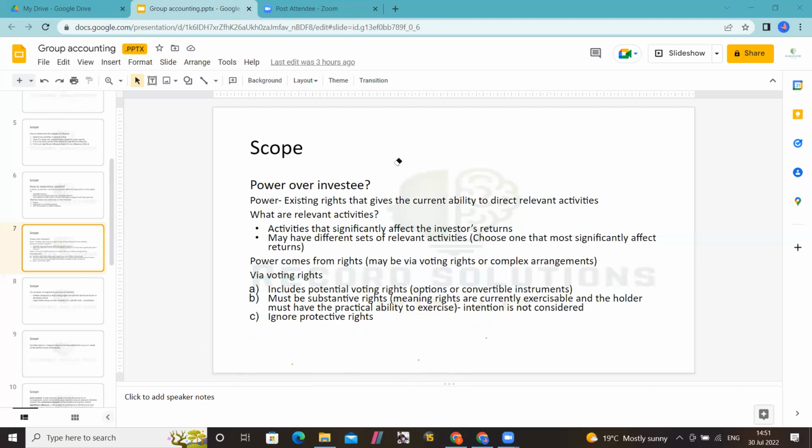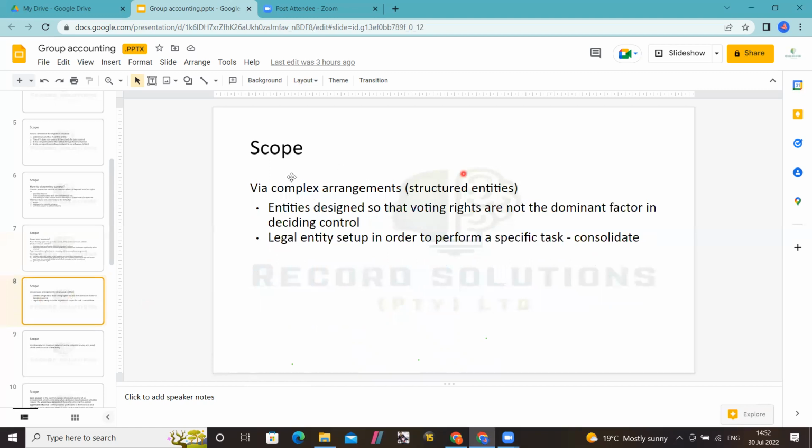And then with complex arrangements, like I said, the contract itself will give you what the relevant activities are. So what are the relevant activities? You have to ascertain what the relevant activities are and see who directs them, right? Who currently has the ability to direct them? So that's basically it. Like I said, complex arrangements are entities designed so that voting rights are not the dominant factor in deciding control. I hope you got it.